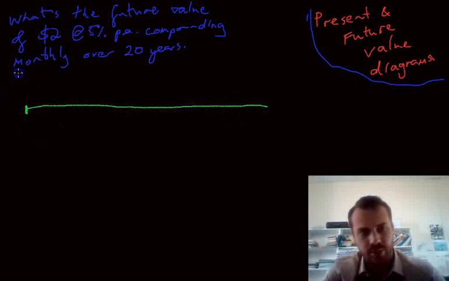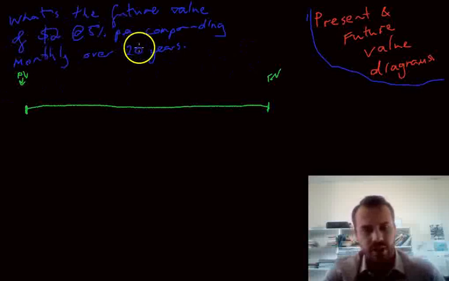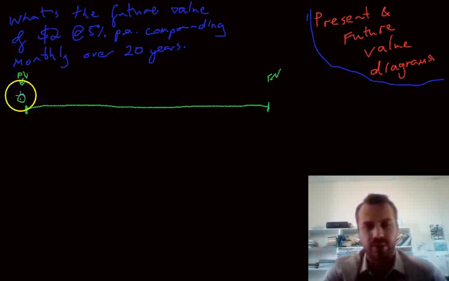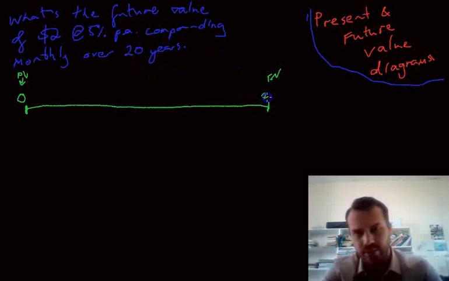Here's the present value over here. Here is the future value. Now, this could be called year 0. It's important that you start at year 0. Think about it for a minute when you put it in. No years have elapsed. And at future value, that's after 20 years.